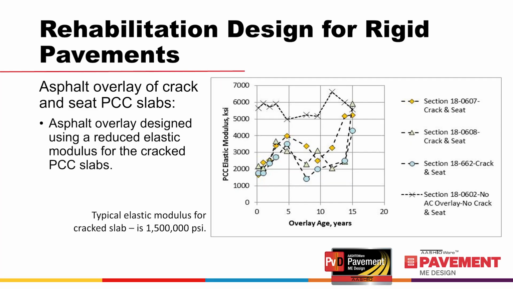This is another example from the long-term pavement performance experiment, and the slide displays the back-calculated elastic layer modulus of the PCC layer for rehabilitation design for rigid pavements of different conditions. This figure indicates that AC overlay or intact or solid concrete pavement has a higher elastic modulus than a crack and seat rehabilitation. As we discussed in the last slide, crack and seat has largely spaced controlled cracks, so asphalt overlay is designed using a reduced elastic modulus for the cracked PCC slab. Typical elastic modulus for cracked slab is around 1.5 million psi.